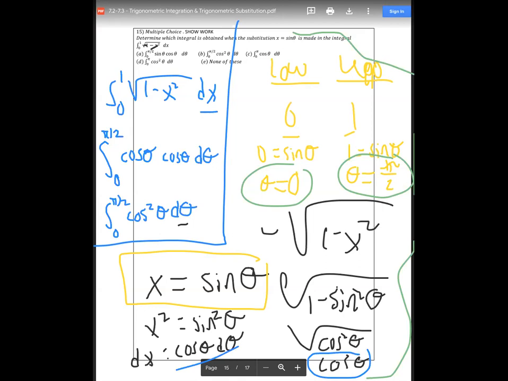You'll notice that it's choice B, right? This one. So you don't have to solve it. You just have to figure out what the integral is. In a normal problem, you would do the triangle and all of that, but for this problem, you don't have to do that. So don't worry.